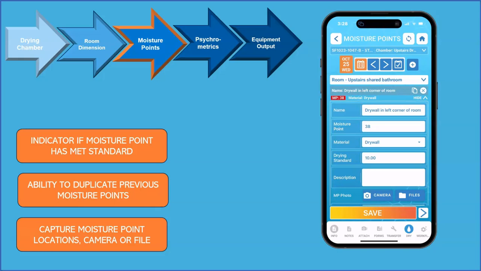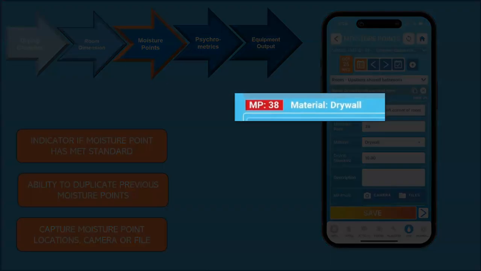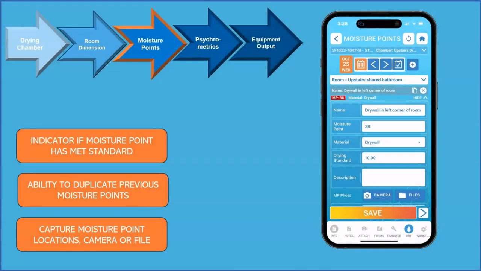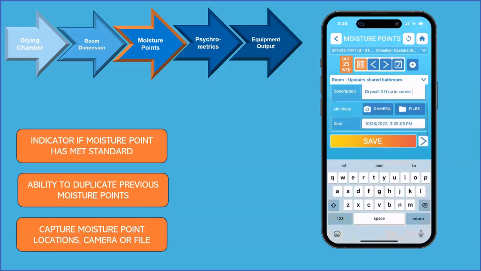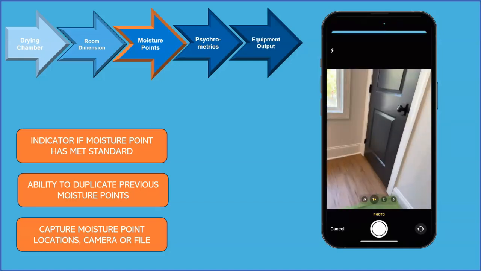You will notice in the upper section of the screen that the drying material moisture point that I entered is indicated in red, as it has not met the drying standard that was set in company settings. Once that standard has been met, the system will modify that highlight to green, indicating that the moisture point has met its standard. The user can enter in a description of the moisture point location and can take a camera snapshot of the location for their records.